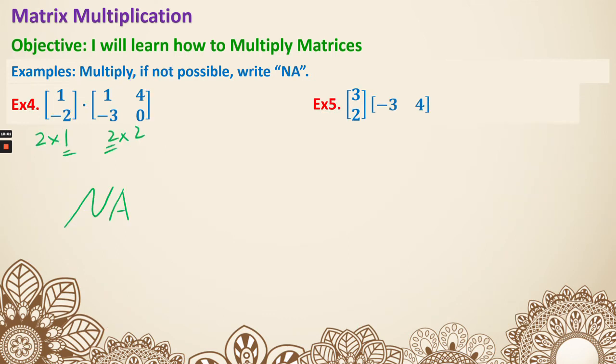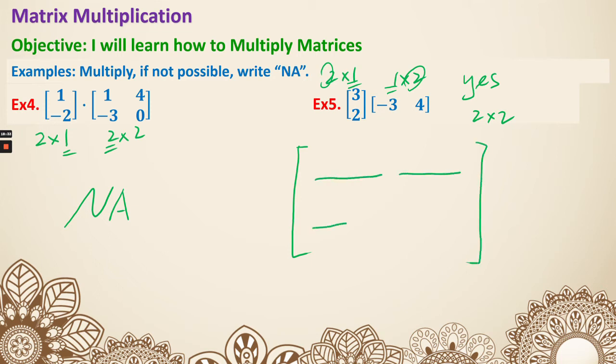Example 5 is slightly different just because in the rows, you don't have many numbers. So first matrix is a 2 by 1, second matrix is a 1 by 2, and the middle numbers are 1. So yes, you can multiply, and you are going to have 1 pair of numbers inside each space. Resultant is going to be a 2 by 2. So that's why it looks slightly different, because you are making this matrix bigger in the final answer. So let's set it up.